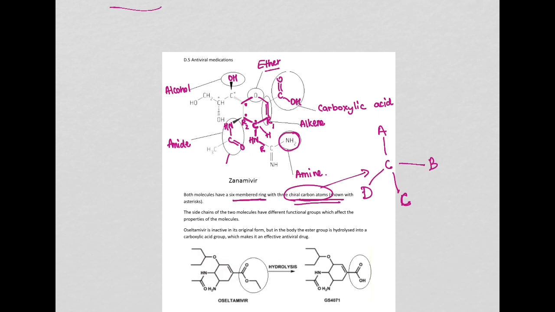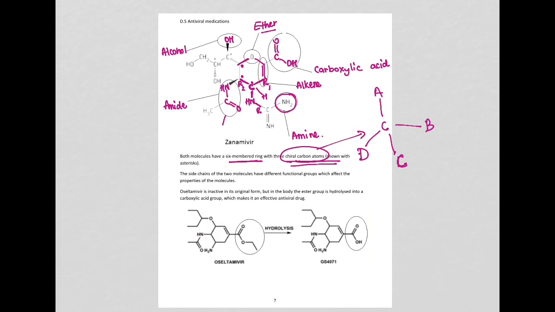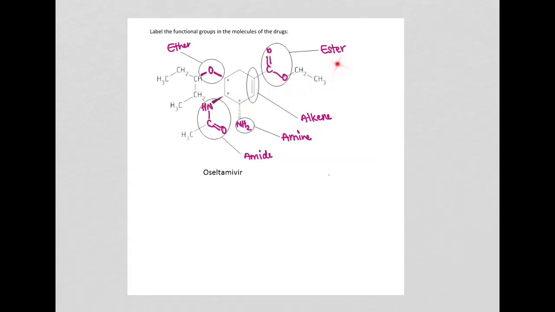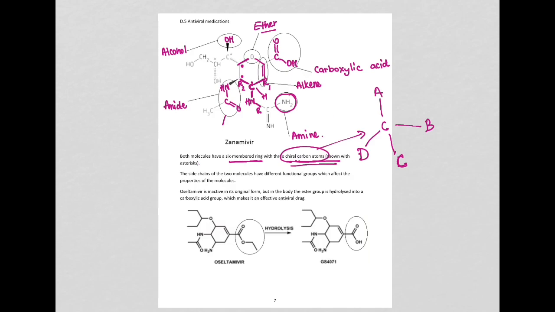The side chains of the 2 molecules have different functional groups, which affect the properties of the molecules. So you can see here, this is an ester side chain, and here you have a carboxylic side chain, right? So in oseltamivir, you can see this is the ester side chain.